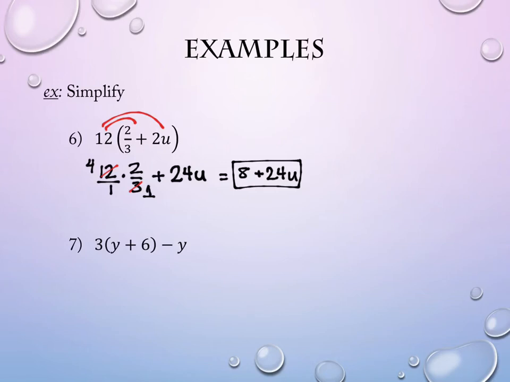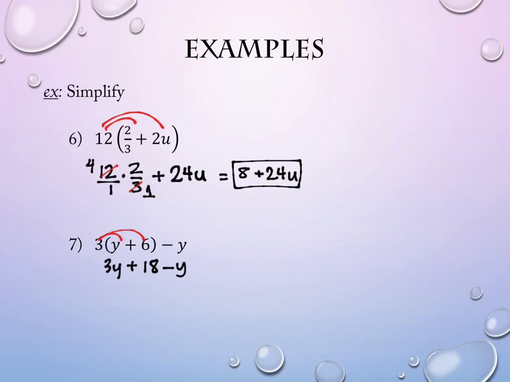All right, so number 7 has that same distributive property we've been seeing, but then afterwards you see that we have an extra subtraction step. So we'll do it a piece at a time. First we will do the distribution. So what is 3 times y? 3y, and 3 times 6 is 18. And then I have the minus y on the end.